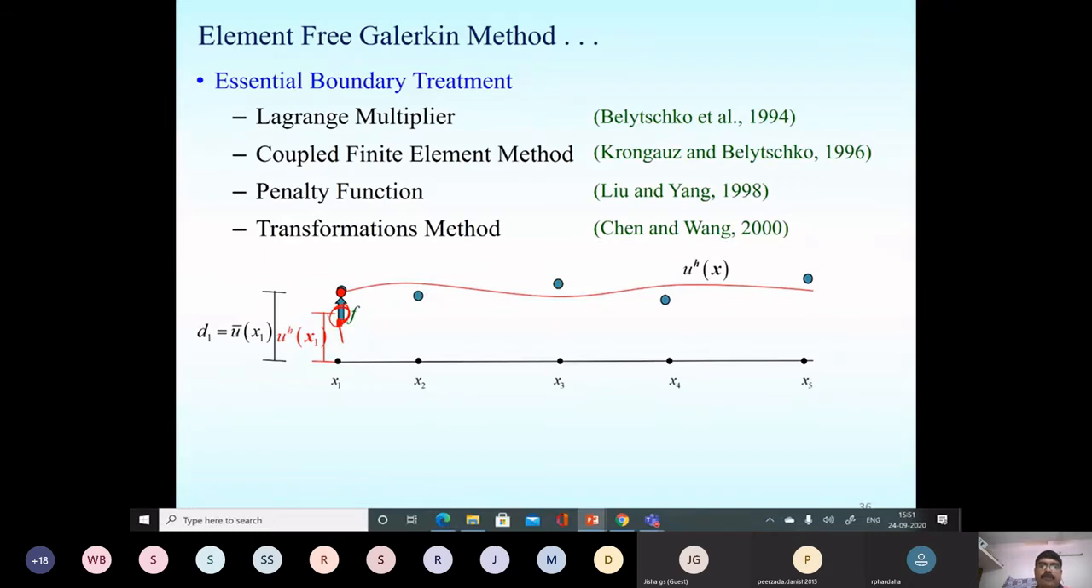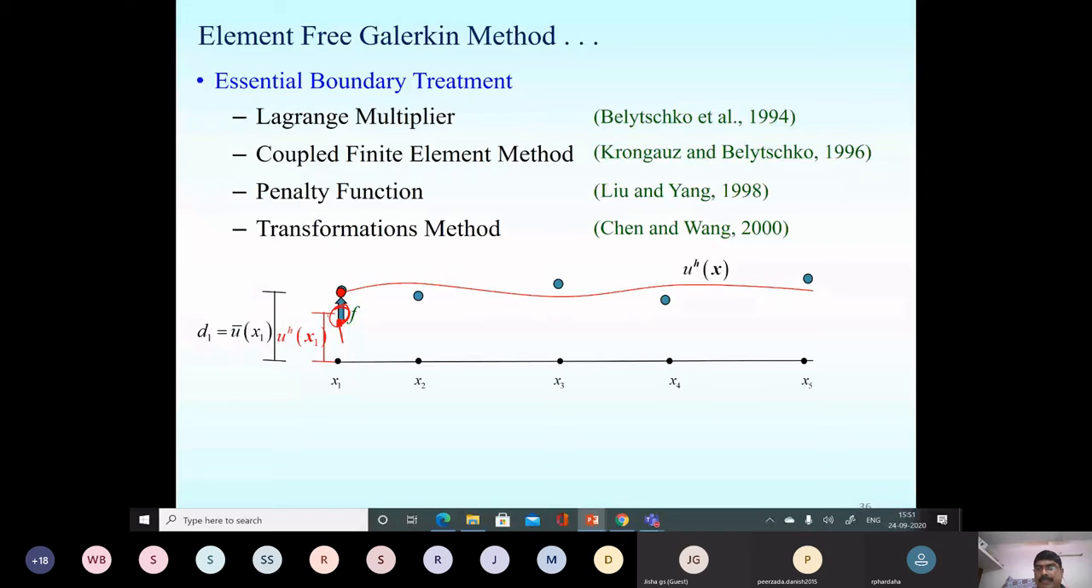Those who have studied optimization, or even EFGM, use this Lagrange multiplier technique. Or you can couple this point alone with FEM: at the essential boundary you use a finite element mesh, and in the rest of the portions you use the meshless method. Or you can use a penalty function, a penalty factor, to try to force it. And there is another method, the transformation method. All these methods have issues. We will just have a quick look at the Lagrangian.